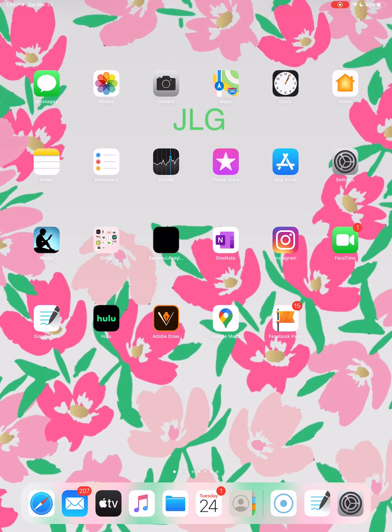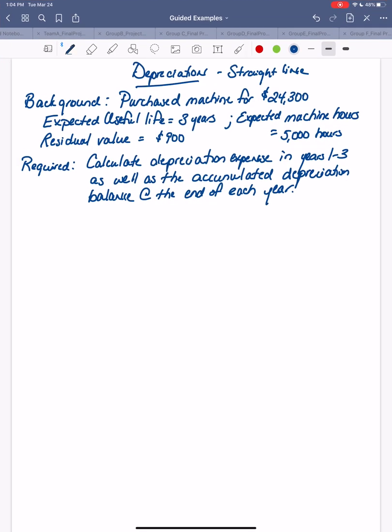This is an example for depreciation. I'm going to go through straight line, double declining, and activity based. So again, the facts are at the top of this page, and you can either pause now and work through all three on your own, then come back and compare your answer to mine, or do it one at a time. So with that, I'm going to go ahead and start with straight line.